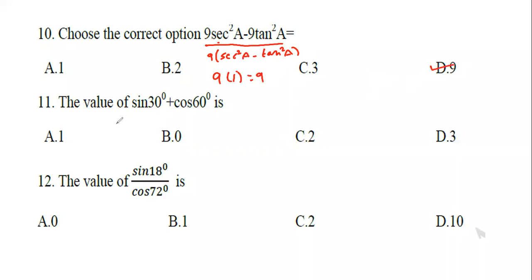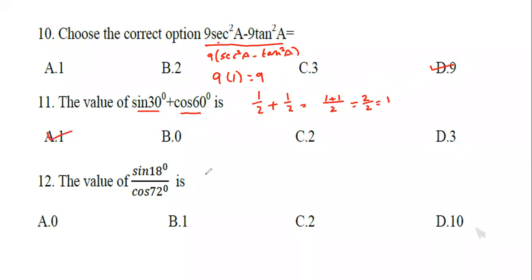Next. The value of sine 30 degree plus cos 60 degree is dash. So sine 30 degree is 1 by 2 plus cos 60 degree. Cos 60 degree is 1 by 2. Now take the LCM. LCM is 2. 1 plus 1 is 2 by 2. So the final answer is 1. So which option is right?